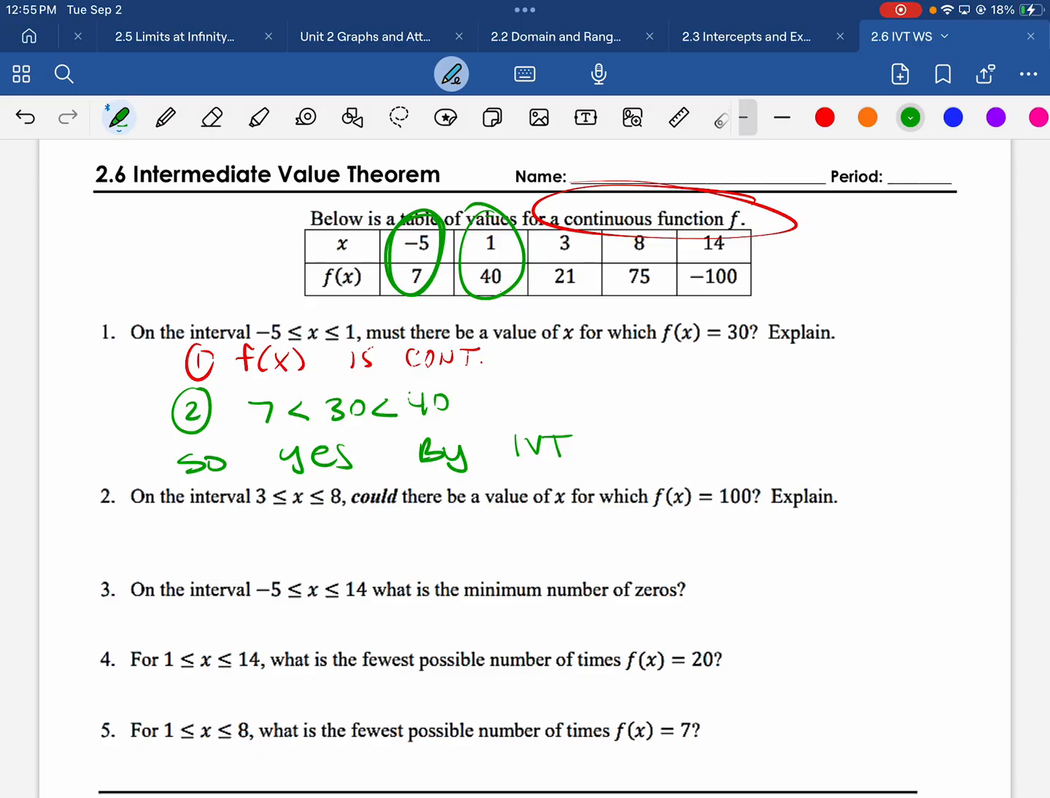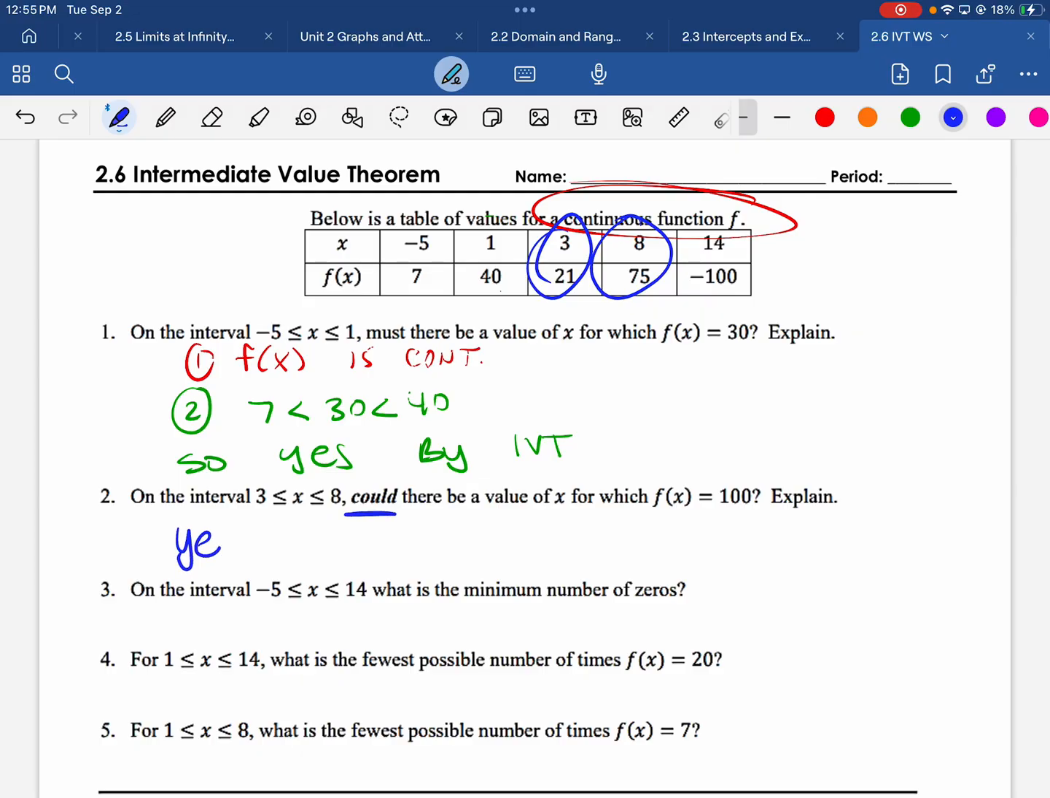All right, so number 2 says, could there be a value? So now we're talking about from 3 to 8. So from the interval from 3 to 8, could there be a value for f of x equaling 100? Could there? Do you know it exists? No, we don't. But could it exist? Yes. So the "could there" is important.